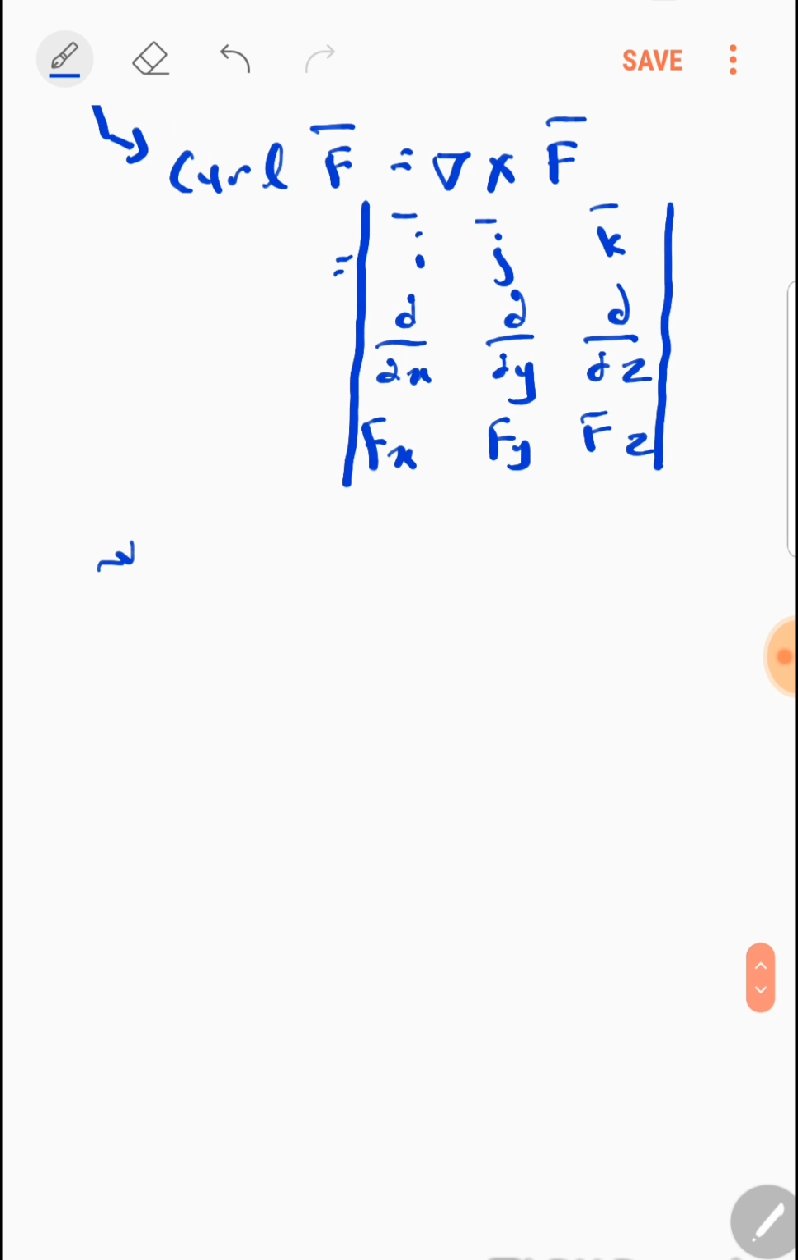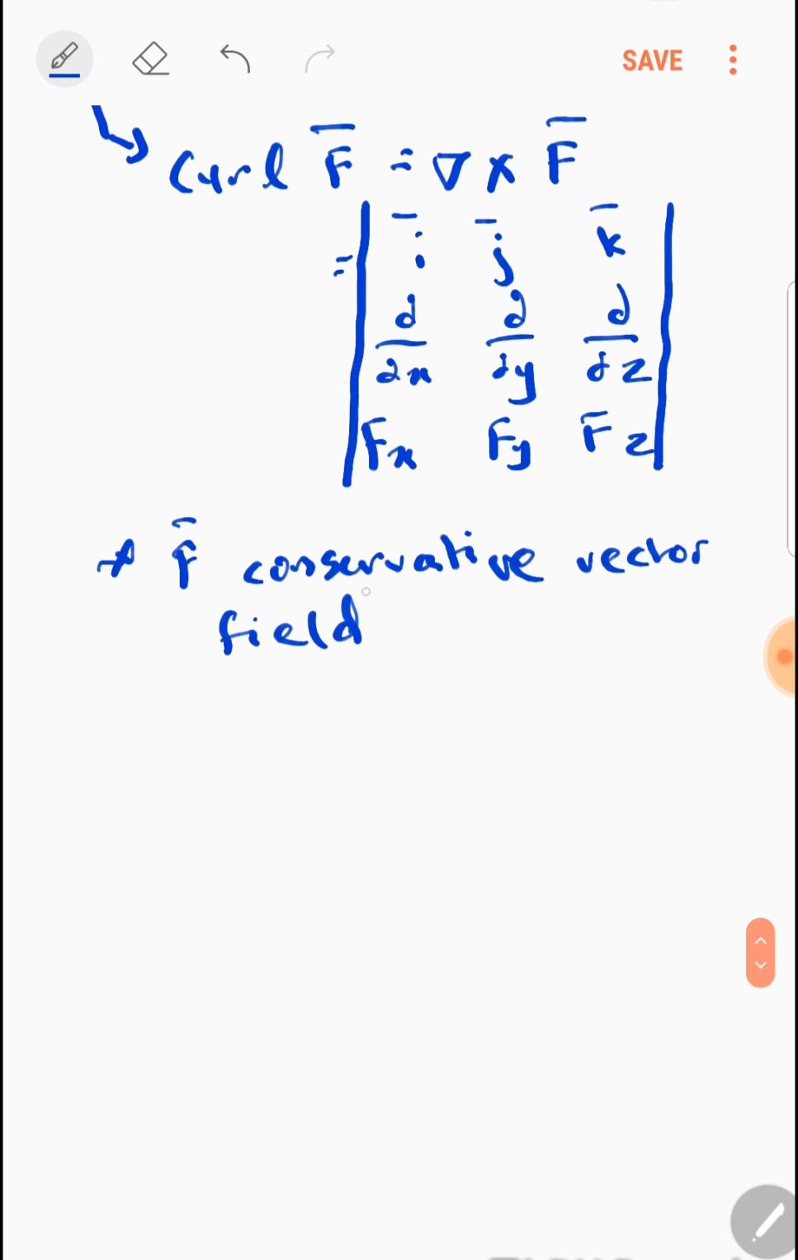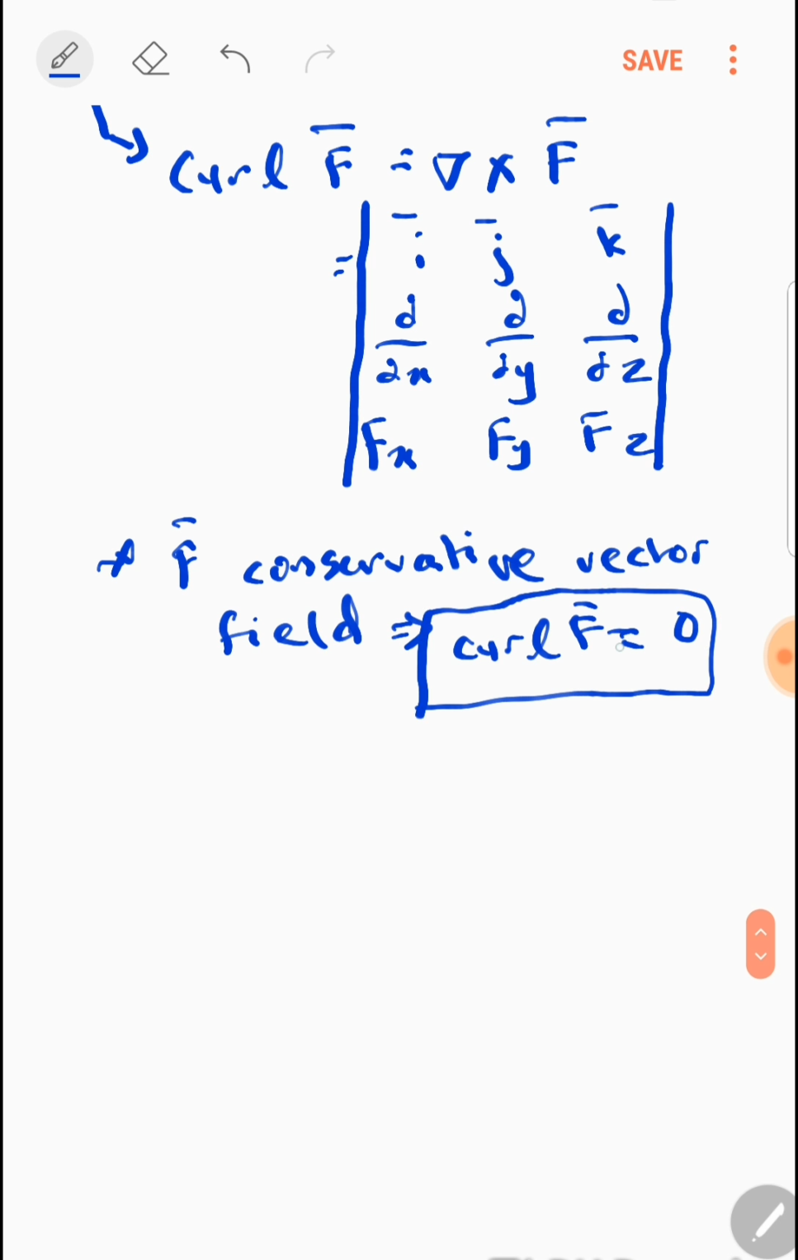And then what else do you need to know? Just now we talked about conservative fields, right? So if your f is a conservative vector field, another way for you to know that is to test it using curl f, where curl f is actually 0. And when the equation satisfies this, we also say that your f is irrotational. Does it make sense?